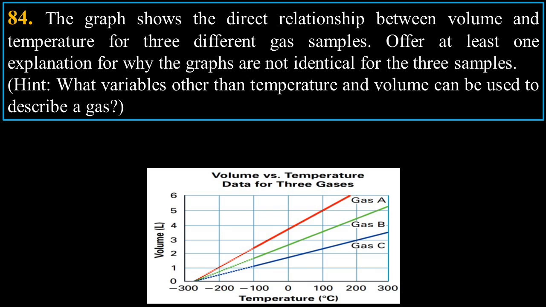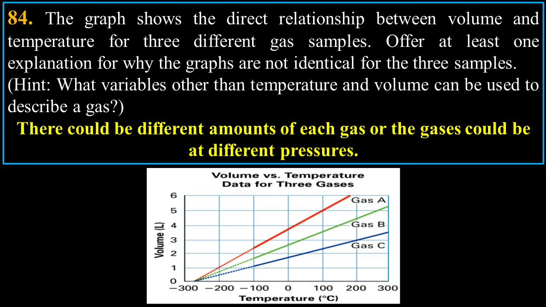Okay, we know that gases act in an ideal manner. There could be a different amount of each gas, or the gases could be at different pressures. That's absolutely correct. In other words, the number of moles could be different. One could have 1 mole, 2 moles, 4 moles, etc.